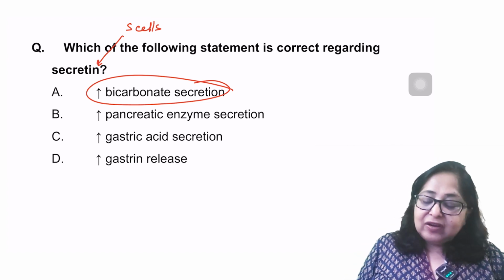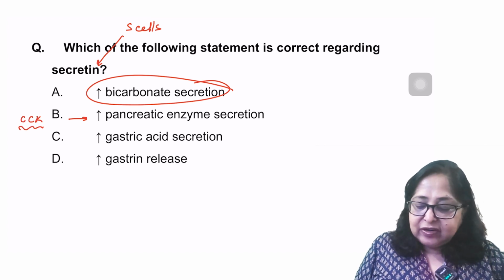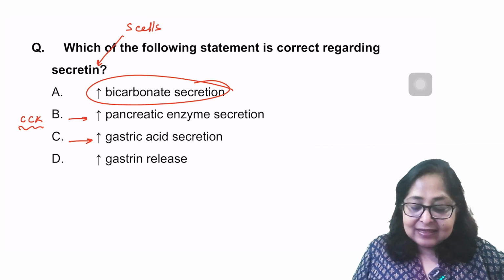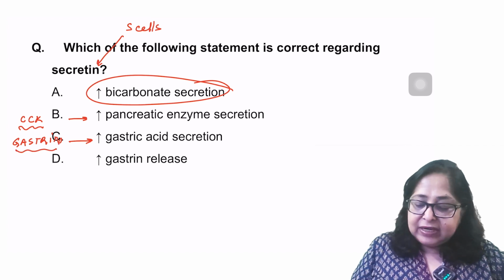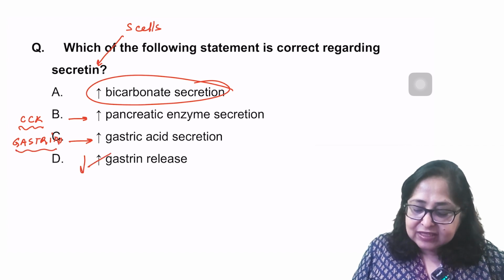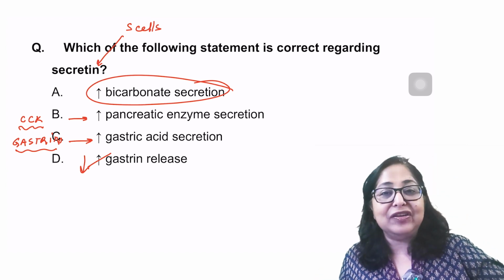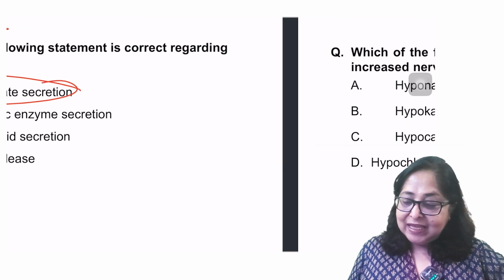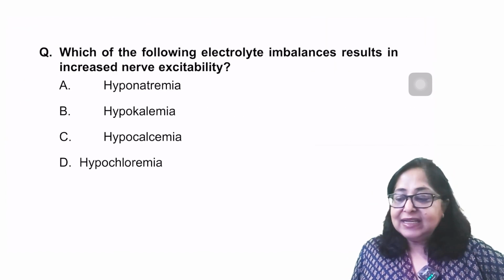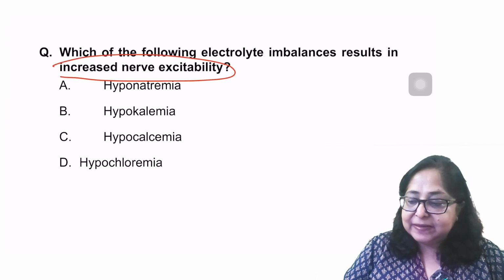What increases pancreatic enzyme secretion is cholecystokinin. What increases the gastric acid secretion is a hormone which is called gastrin. Secretin reduces gastrin release, does not increase it. So the answer becomes secretin increases bicarbonate secretion. Which of the following electrolyte imbalances results in an increased nerve excitability?